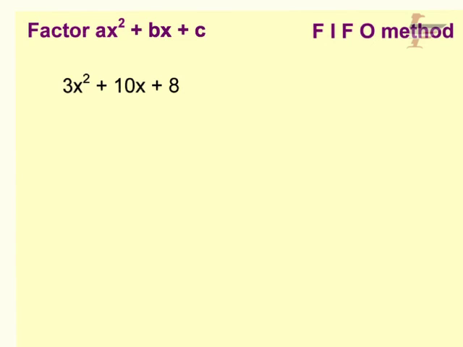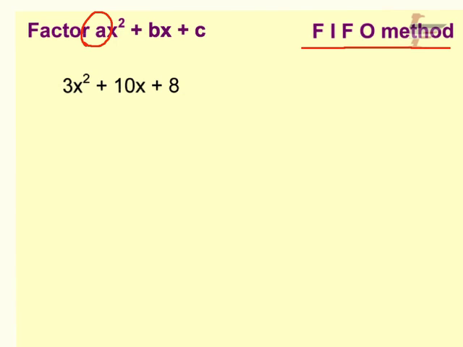This video is to show you another way to do some factoring. This is called the FIFO method, factor in, factor out. This is a great method to use when your A value does not equal 1. Typically you can guess and check on these. If you're looking for a method to follow, you can try FIFO, factor in, factor out.